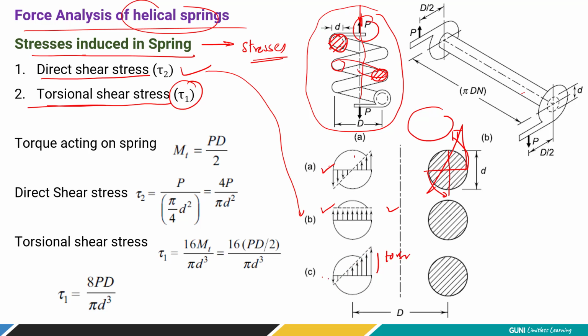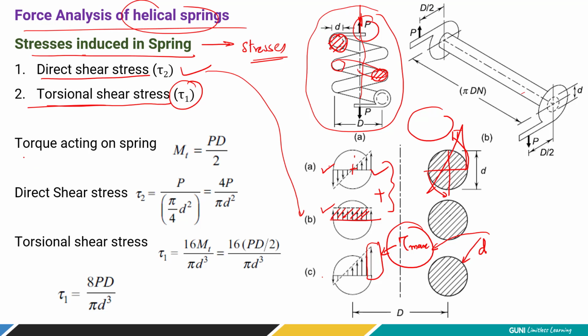So here we have to consider this kind of total shear stress acting on a helical spring. Earlier the torsional stress was 0 in the center, and the direct stress was uniform across the cross section. Because of the summation of these two, we get this kind of pattern, the overall total shear stress. This is the maximum stress we are interested in, this is the tau max. So we have to design the wire diameter d for this tau max, which is the summation of direct stress and the torsional shear stress.